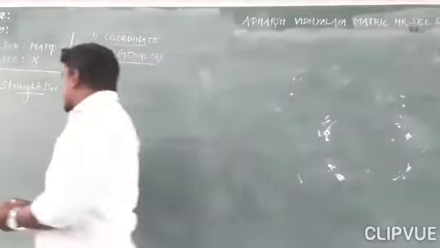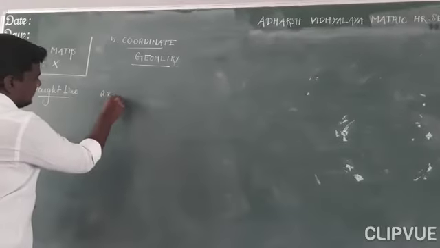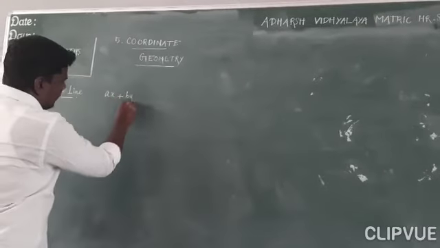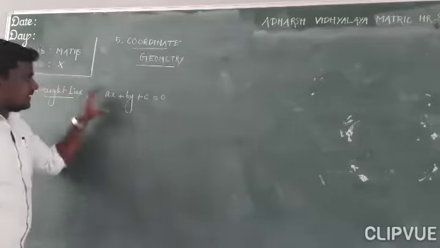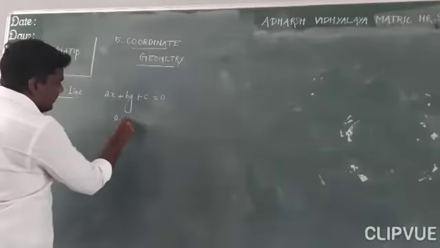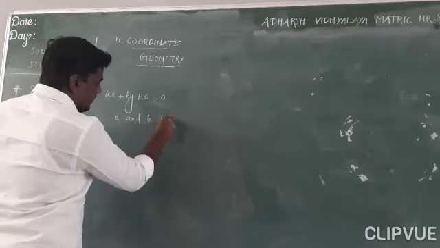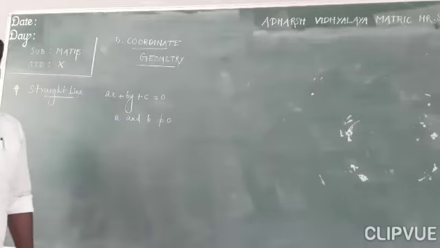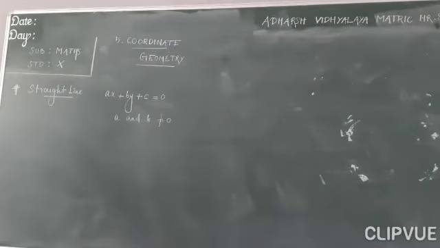You know that any first degree equation, for example ax plus by plus c is equal to 0, is actually the equation of the straight line. Here a and b are not equal to 0. Okay, so c is the constant term, you know very well. So first, the straight line.